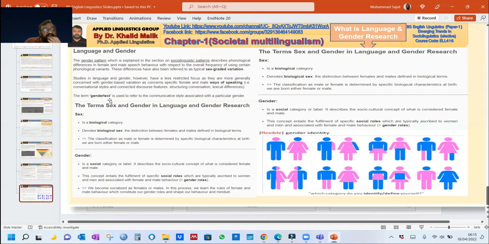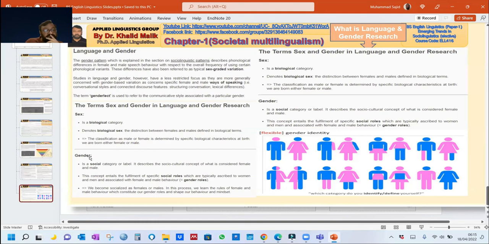The term genderlect is used to refer to the communicative style associated with a particular gender. The terms sex and gender in language and gender research are now clear here. Sex is a biological category, it denotes biological sex, the distinction between female and male defined in biological terms. The classification as male and female is determined by specific biological characteristics at birth. We are born either female or male, or neutral, third gender.